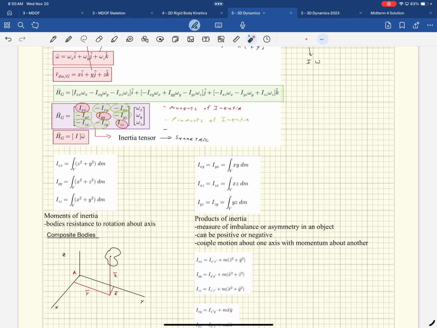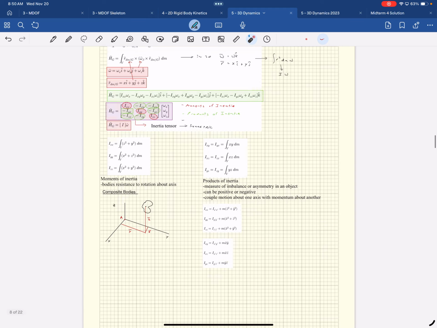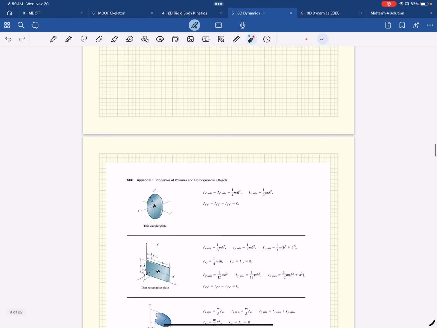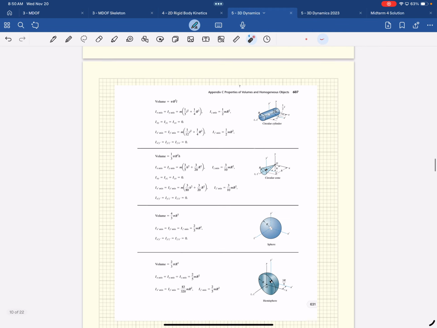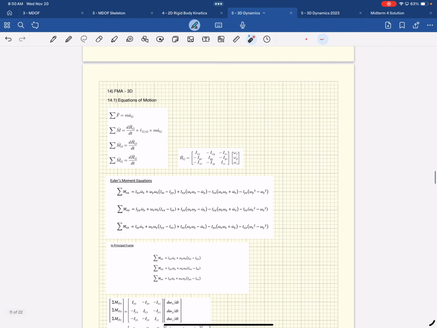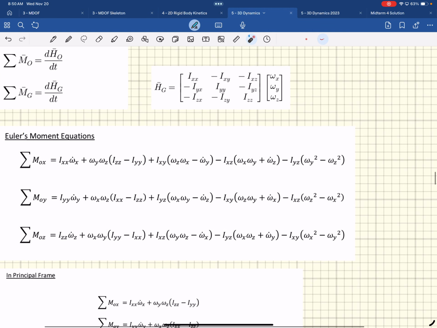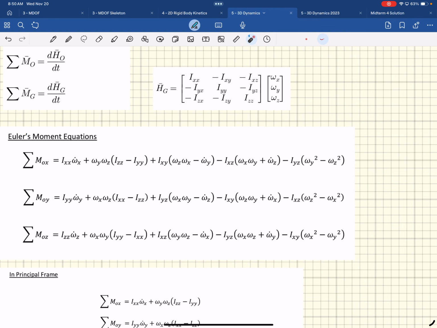Anyways, we'll dive into this a little bit more. And where we're headed, good news is most of these terms, we don't actually have to carry out these integrals. Most of these terms you'll find in the book. But what we're headed towards is this. That's our moment equation. Three of them. Three moment equations. Good times.